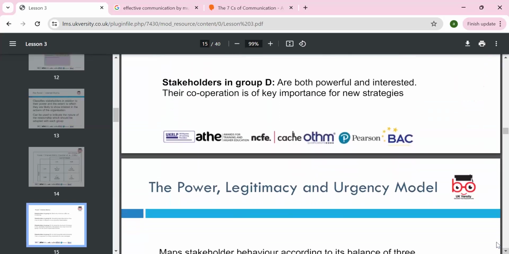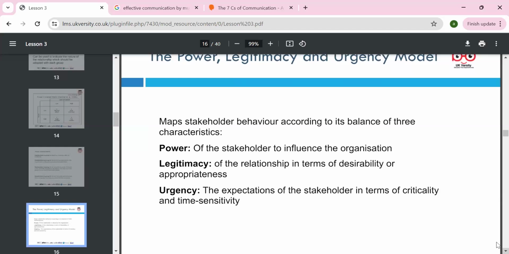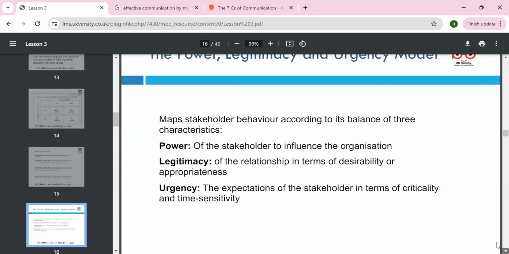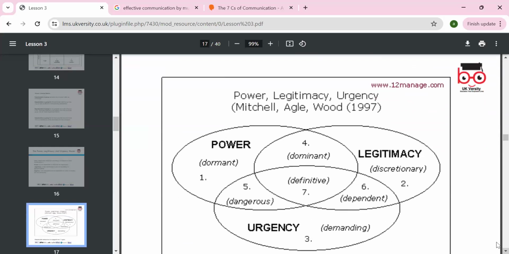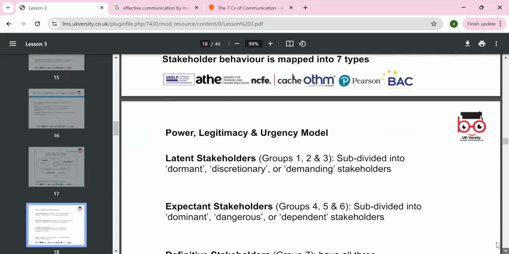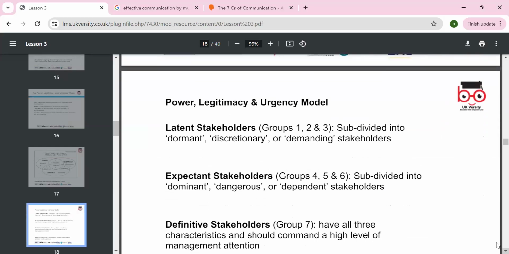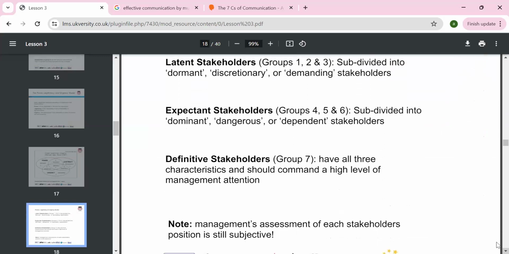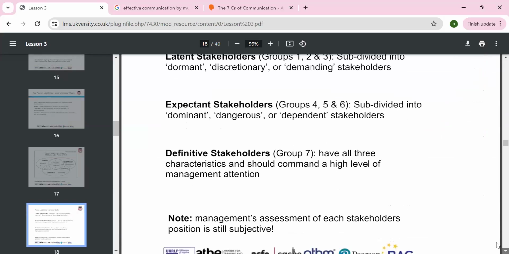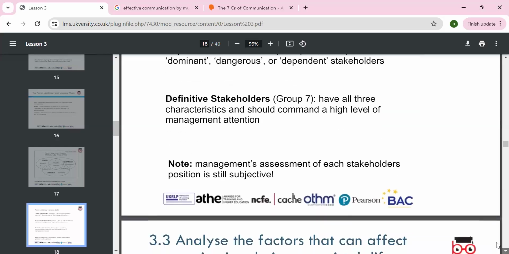And we can look at those both powerful and interested, and we can map stakeholders by power, legitimacy and urgency: who urgently needs to be informed, those who are critical in terms of time. And for legitimacy and urgency, we can subdivide into the dominant, and the demanding stakeholders. We can group them into dangerous stakeholders. They can go and create a blockade on the road or not let the project go ahead, so we have to regularly inform and engage with them. They have all three characteristics and should command a high level of management attention.